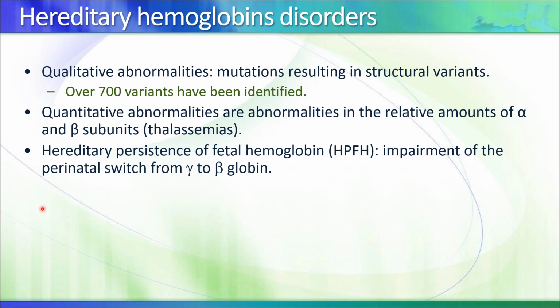We also have quantitative abnormalities. Basically, the molecule is fine in structure except that there are less quantities of hemoglobin molecule, whether alpha chain or beta chain, in cells. These are collectively known as thalassemias. Now, Jordan has a high prevalence of thalassemias. We have a third type of hemoglobinopathy, known as hereditary persistence of fetal hemoglobin, where there is no switching from gamma to beta globin. We'll talk about this at the end.